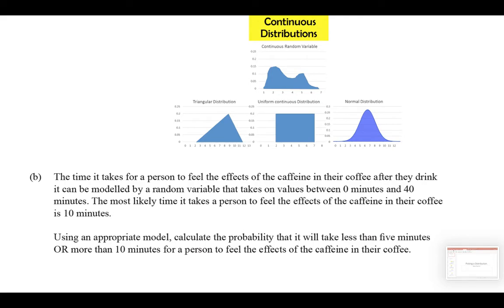So the time it takes for a person to feel the effects of the caffeine is modeled by a random variable that takes on values between 0 minutes and 40 minutes. The most likely time is 10 minutes. So we've got a measured variable, so it's still continuous. It's one of these three. We've got a minimum, we've got a maximum, and we've got a peak. Right? Minimum, maximum, and the peak, or most likely, is at 10. So that means it is triangular.